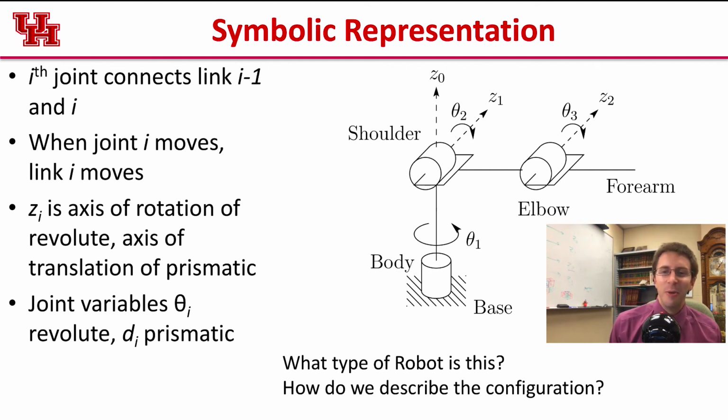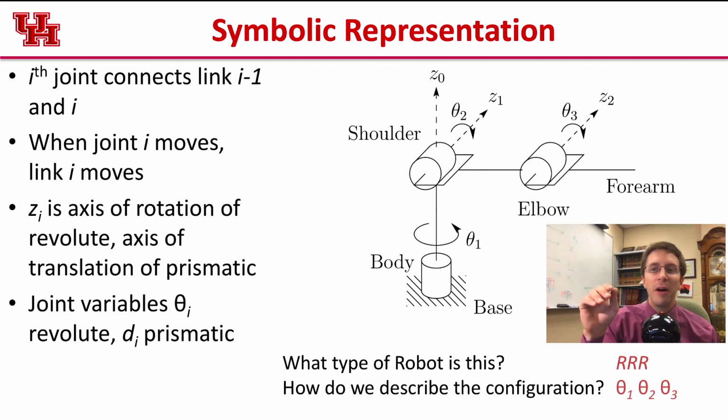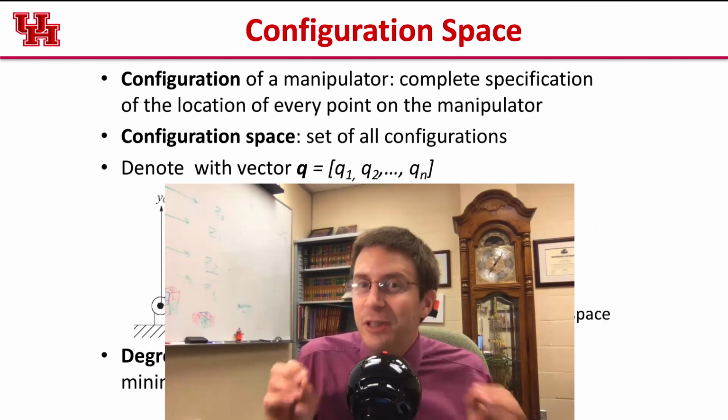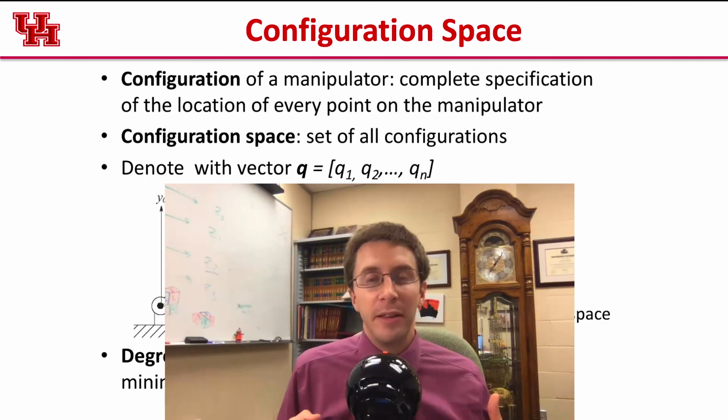All right, you are right. This robot is an RRR robot because it's got 3 revolute joints. And we're going to describe the configuration by what is the angle of each of these joints, theta 1, theta 2, theta 3. So an RRR, theta 1, theta 2, theta 3. So now it's time for some vocab words so that we can be talking about the same thing.